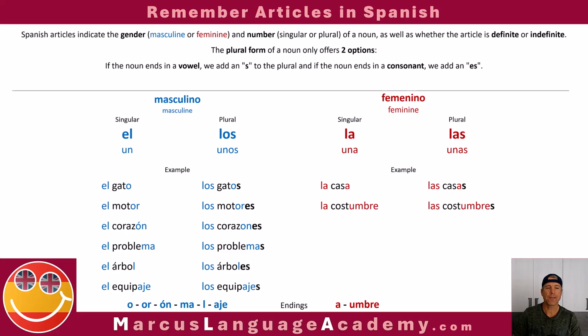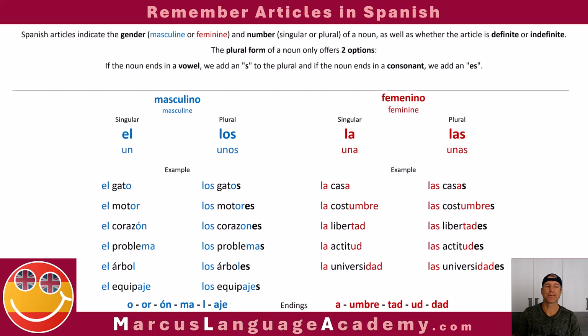Another ending, la costumbre, las costumbres. Okay, UMBRE always needs the feminine article la. Another one: la libertad, the freedom. TAD also takes the feminine article. Or las libertades in plural. One more, la actitud, the UD, or TUD ending, is also feminine. And las actitudes in plural.